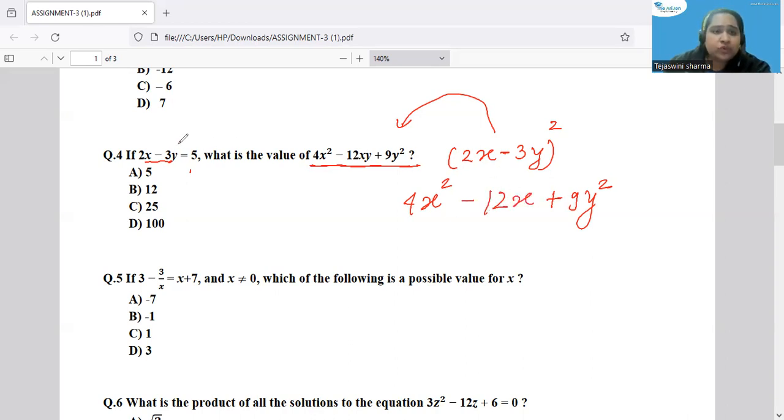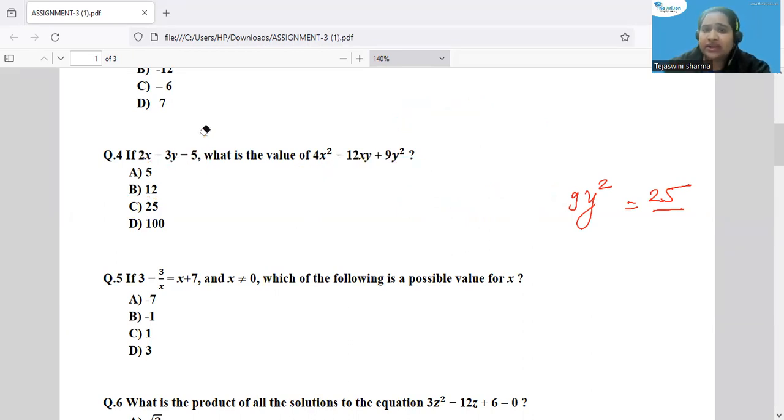Now simply, when you have squared one side of the expression, on the other side you will also do the same. So you are going to get 25. So the value of the whole expression will be equal to 25, and the correct option for that is option C. So you can check your answer. It was very easy, very simple. You just need to observe and practice in such a way. By observing the two given expressions, you can conclude what you need to do.